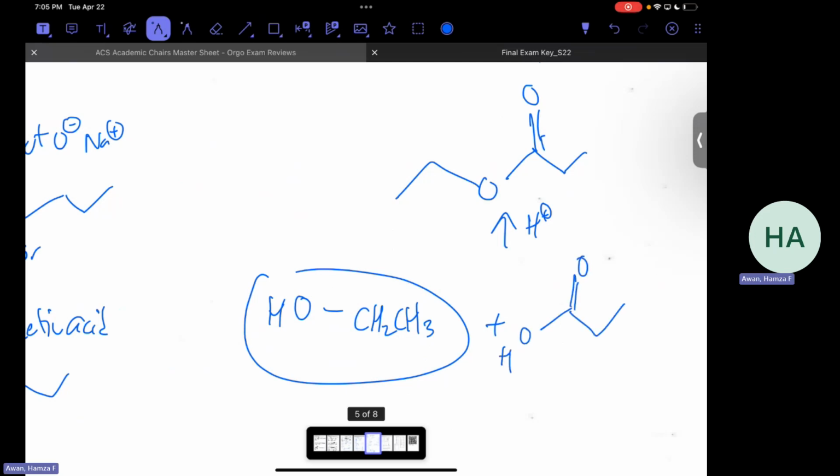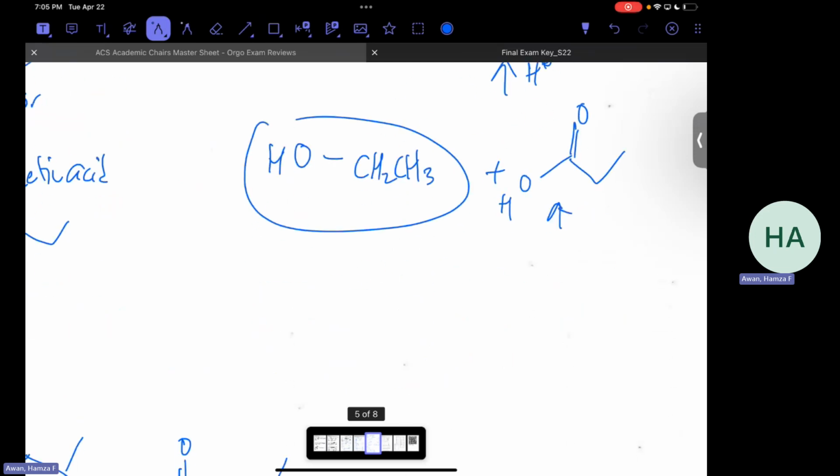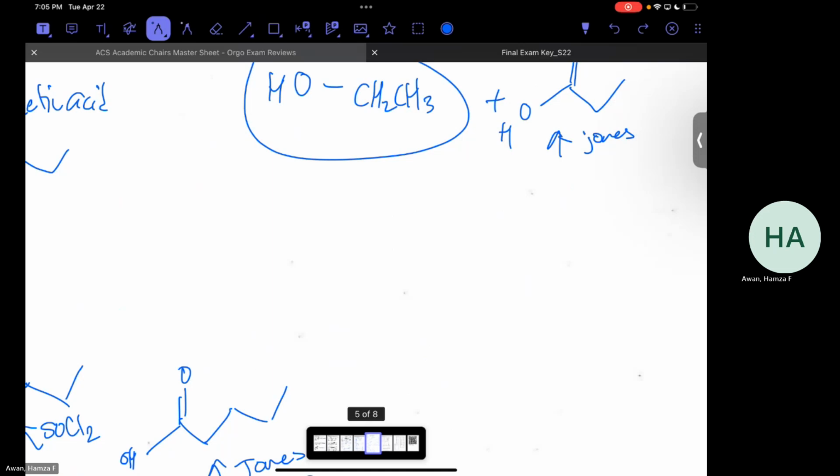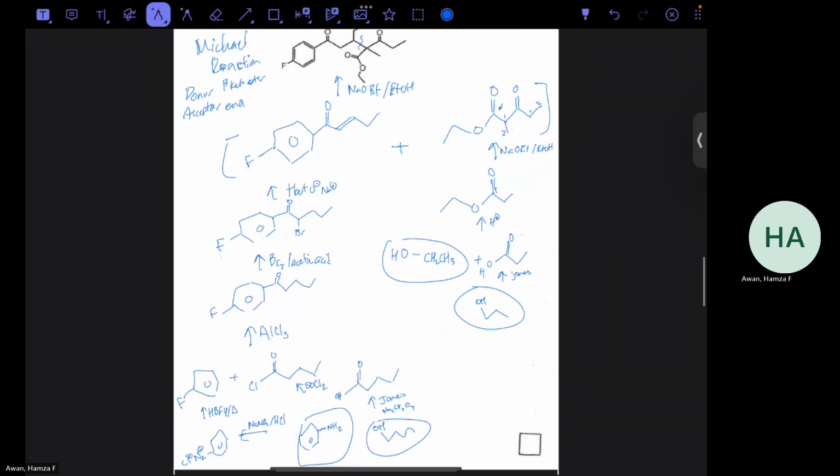So carboxylic acid, and then we can just use Jones or sodium dichromate again. Jones, and then we have our 1, 2, 3 carbon alcohol, OH 1, 2, 3. Right. And that is our synthesis complete. I didn't explain the Claisen really well, so if you guys have any questions on that, please say something.